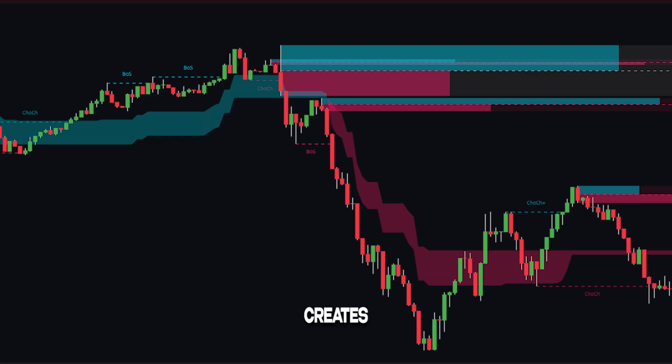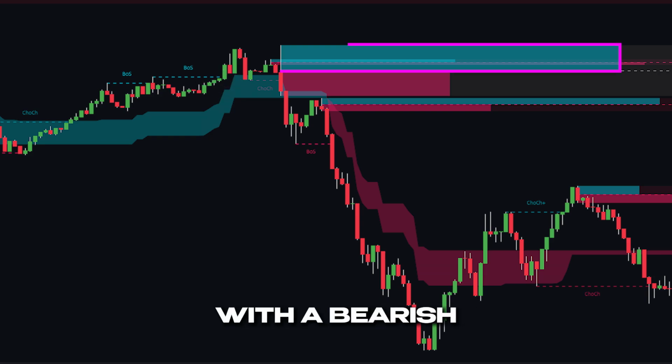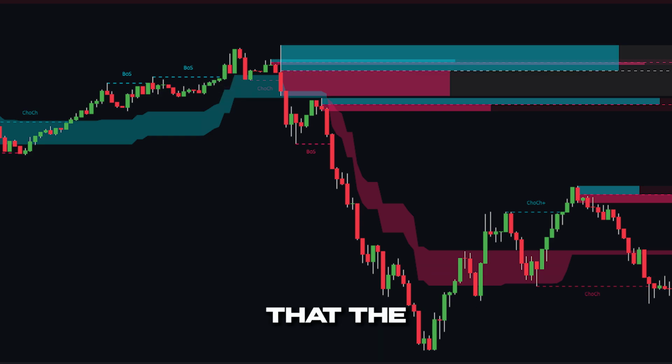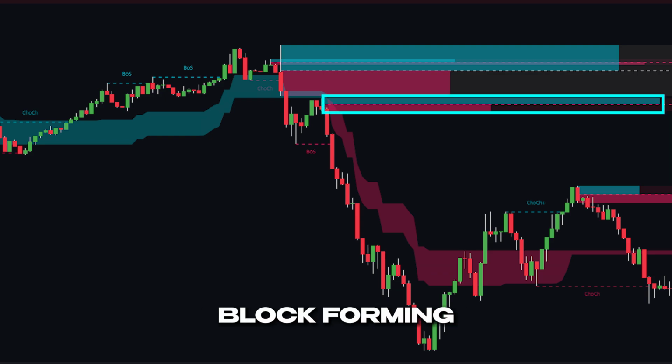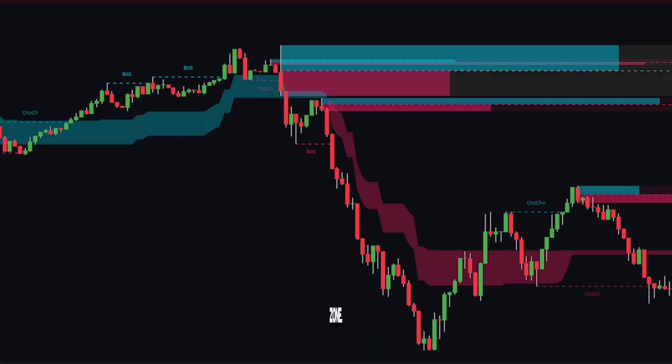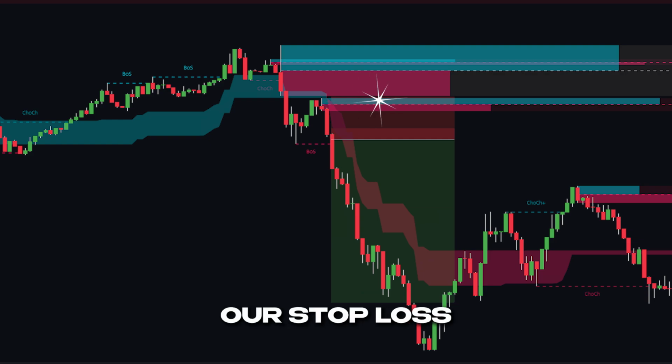Price moves down and creates a change of character with a bearish order block, our first clue that the uptrend might be over. Then we get another bearish order block forming, just as price retests the retest zone. Immediately after that, we see a break of structure to the downside. This is a textbook short setup. We can enter the trade, place our stop loss just above the order block, and target recent lows.